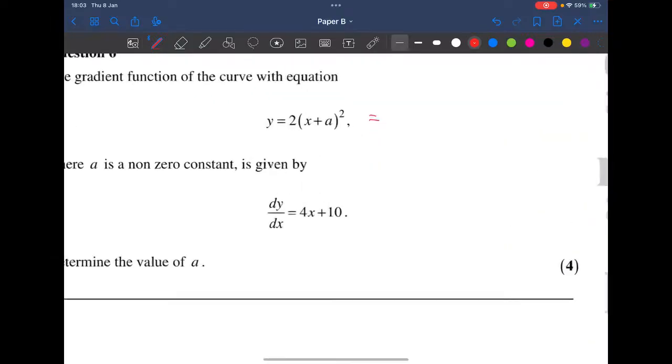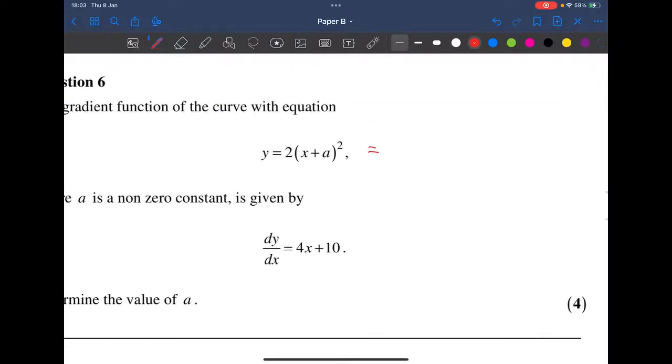So if we expand those brackets, what are we going to get? Imagine we don't have the 2 for a second. We'd get an x squared plus 2 lots of ax plus an a squared. And then the 2 at the front is just going to double all those numbers. So instead of 1x squared, we'll have 2 of them. Instead of 1a squared, we'll have 2 of them. Instead of 2 ax's, we will have 4 of them.